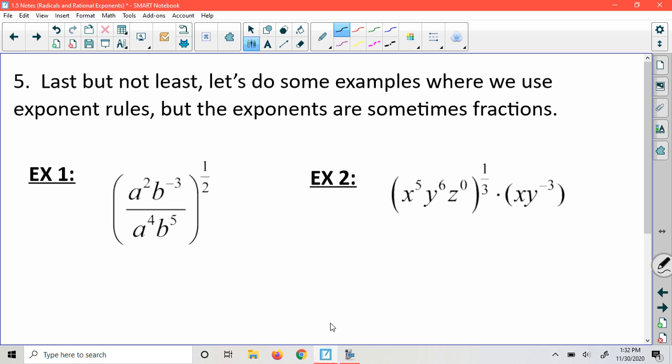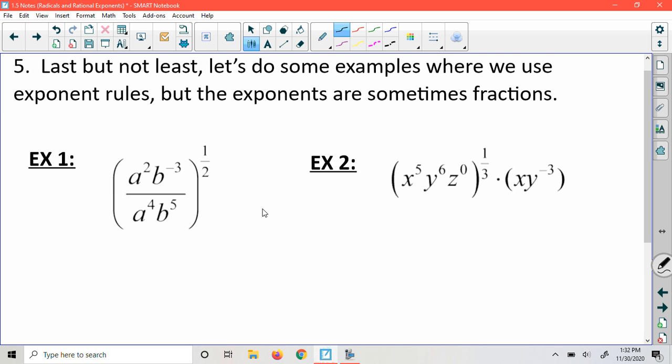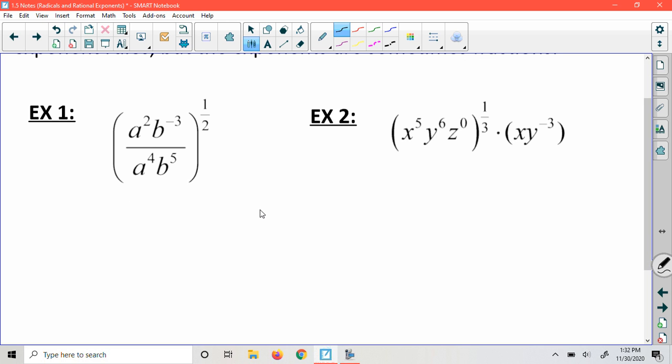Number 5, last but not least, let's do some examples where we use exponent rules, but the exponents are sometimes fractions. Same exponent rules that we learned about, I believe it was section 1.4, but now a few of the exponents are just going to be fractions.